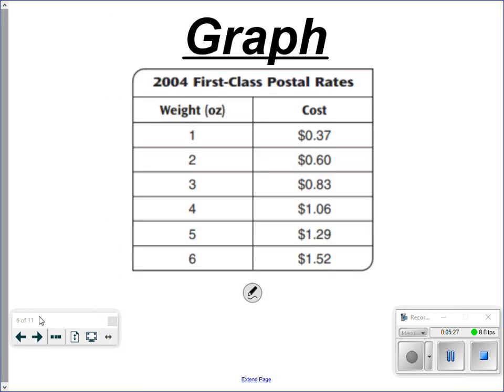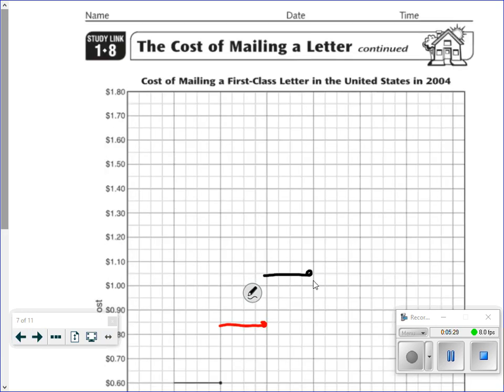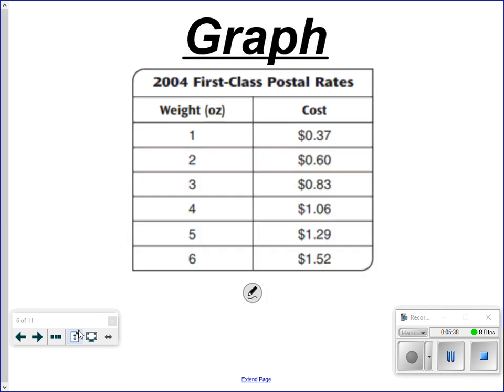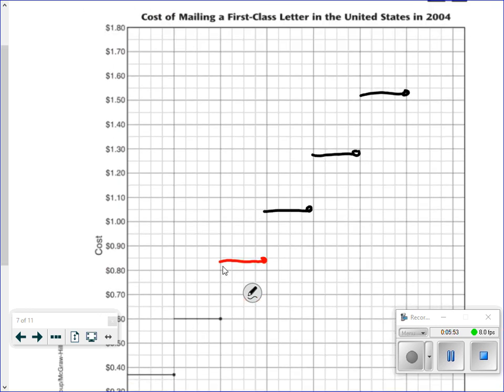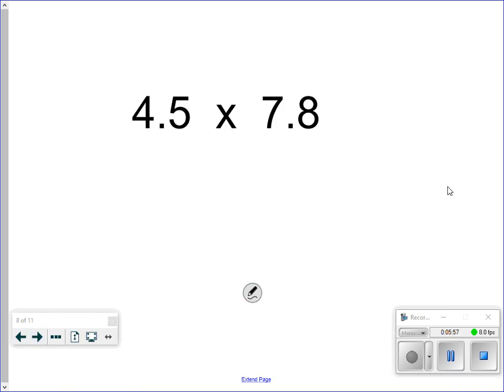Then $1.29. $1.29 puts us right about there. And the last one, $1.52, puts me right about there. You can kind of notice that it's just increasing by 23 every time. And there are your steps to your graph. It looks just like that. Let's take a look at these problems right here.